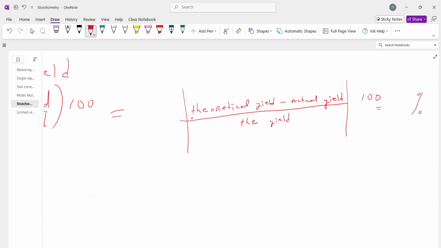So if the problem asks you to do a yield, then you need to know the actual mass of the product they got, or the liters of whatever. Now in your labs, frequently they'll ask you for percent error or percent yield, and they always say 100%. And it's not 100%; it's 100. Because 100% is equal to 1.